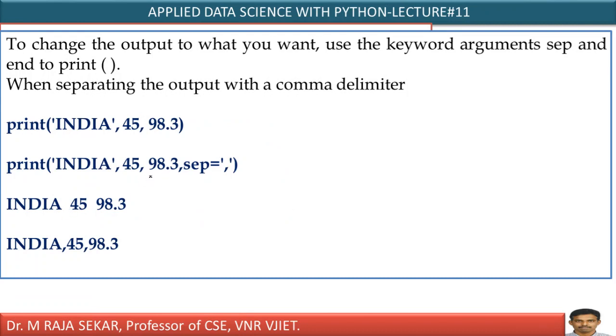But if you want to separate with some other delimiter, what do you have to do? Just see this one: India, 45, 9. What is the separator here? I am interested in separating the items with a comma. Therefore, if I include the separator as a comma, just see, I am getting a comma in between the items. But if you have not mentioned anything about the separator, by default it will keep one white space in between the items of the output. It is simple. Anyway, we will see it in our Jupyter notebook.